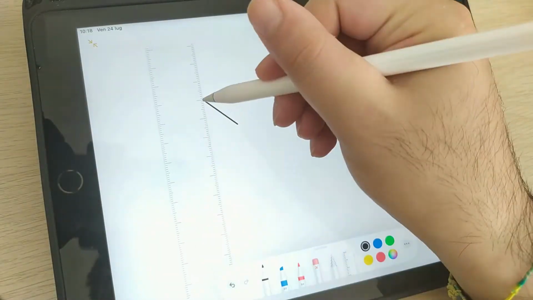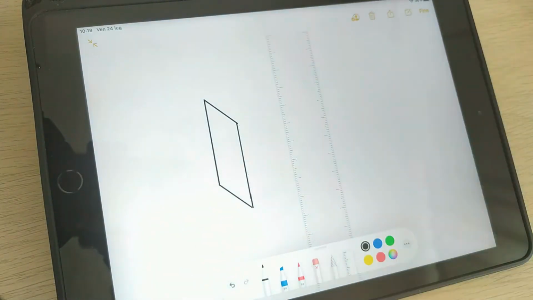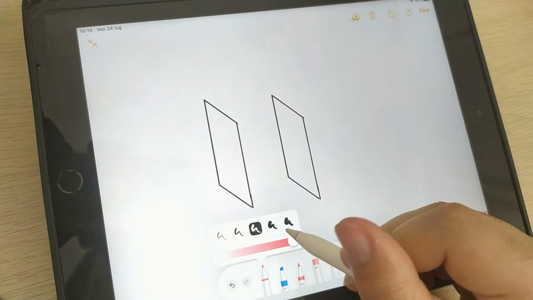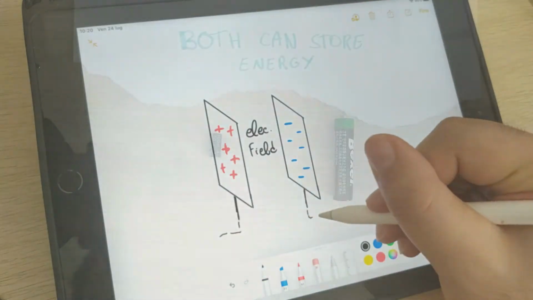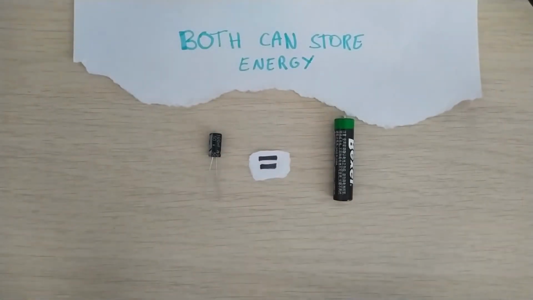So we can start analyzing the capacitor as an abstract concept. The definition tells us that it's a component able to store electrical energy in an electric field. But what does it mean? So, is it a battery?